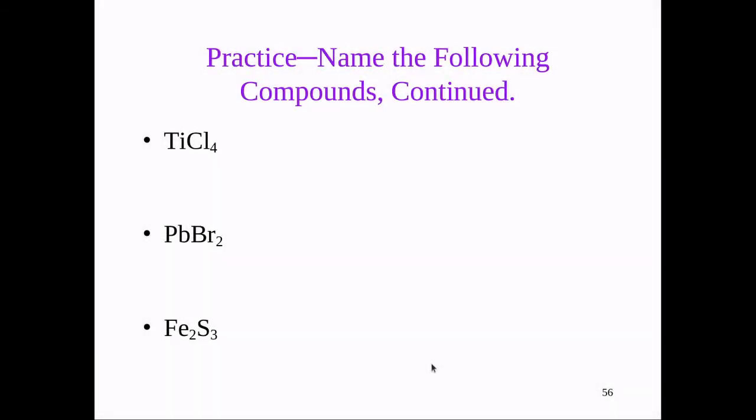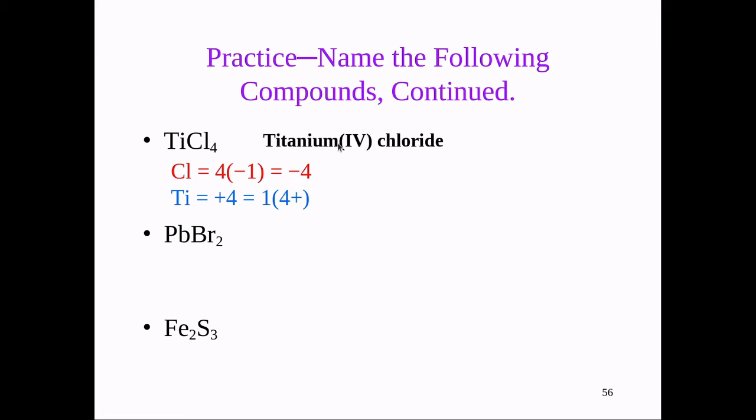Okay. So let's do a little practice and see if we can name these type 2 ionic compounds. So we have titanium and chloride. We need to figure out what is the charge on that titanium in order to give it its proper Roman numeral. So we start with the anion. We know that it has a -1 charge. We know there's 4 of them for a total of -4. We know that there's 1 titanium, and it must have a +4 charge in order to balance the -4 charge from the chloride. So therefore, the name of this is going to be titanium, Roman numeral 4, chloride.